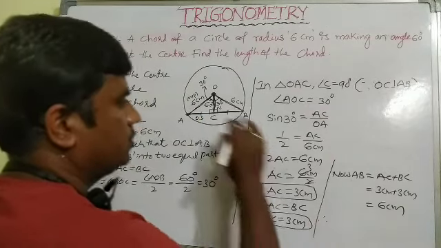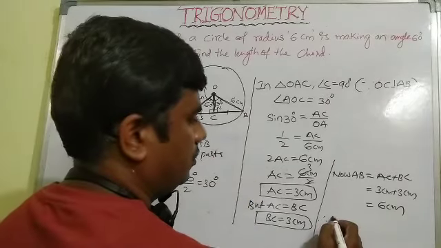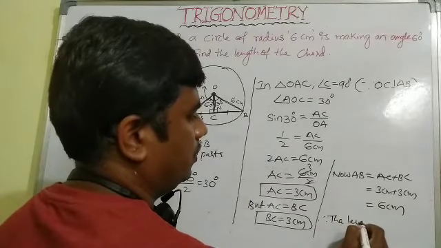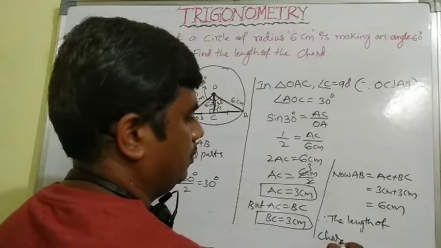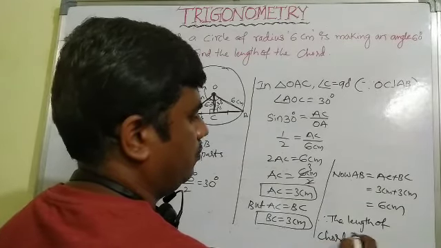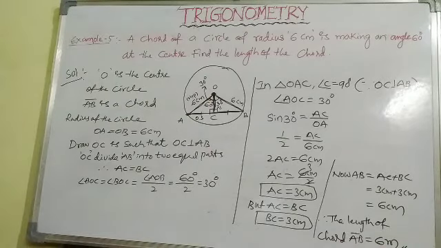So here AB is what? The length of the chord. Therefore the length of the chord AB equals 6 centimeters. So the length of the chord is 6 centimeters.